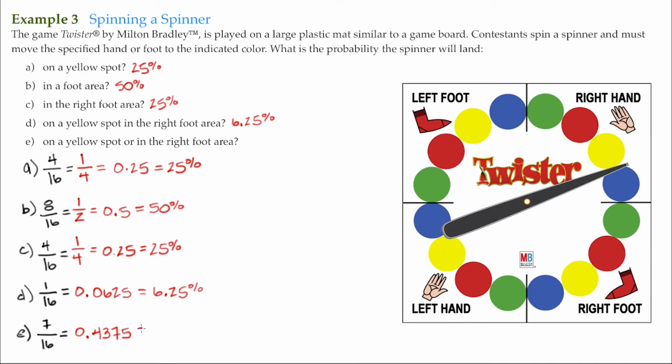And we know that as 43.75%. So the probability that it lands on a yellow spot or in the right foot area, 43.75%. And there you have it.